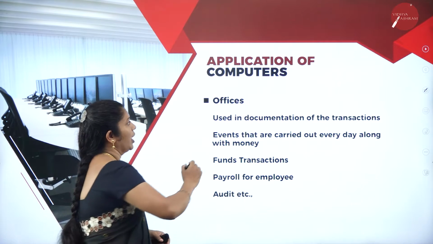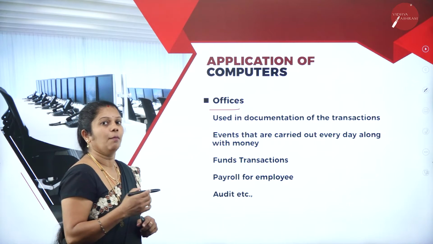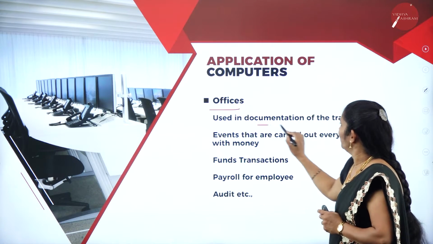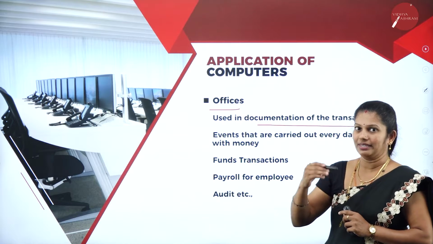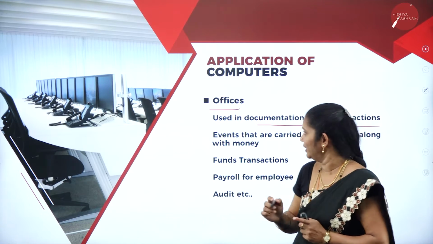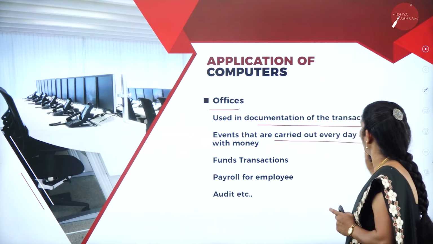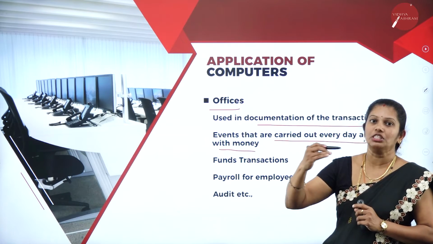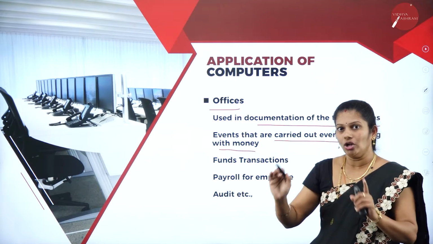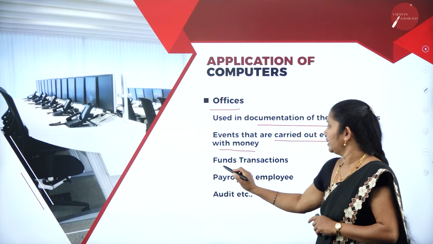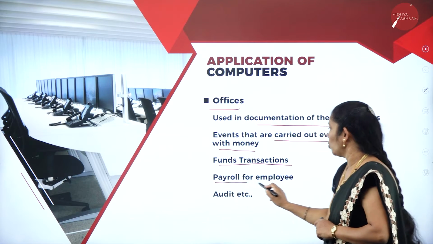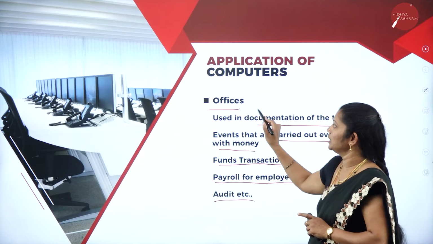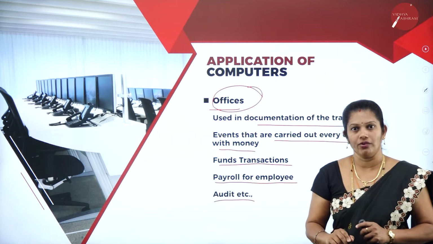The next one, you have office. For which purpose are we using it, especially in office? It is used in documentation of the transaction, whatever transaction we have done, to maintain that we need it. Then events that are carried out every day along with money. Whatever event happened today, how much money is spent, the remaining amount, to do all the transactions, we need computers. Then fund transaction, payroll of employees, audit, etc. For that purpose, we are using computers, especially in office.